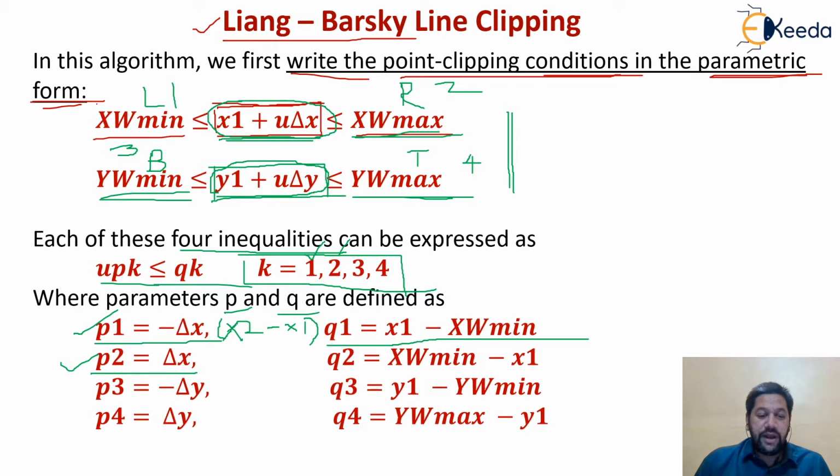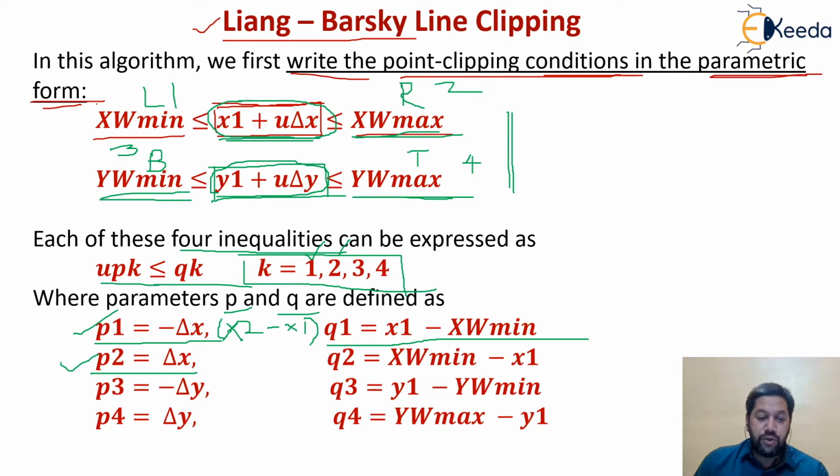Now when will I get minus delta x? Suppose x2 is 200 and x1 is 100. Then I get 200 minus 100, and my value is positive. When it is minus delta x, it indicates that my x2 value is less and x1 value is greater. Since x2 is 100 and x1 is 200, I get minus delta x. So when p1 is equal to minus delta x, q1 should be x1 minus xw minimum.